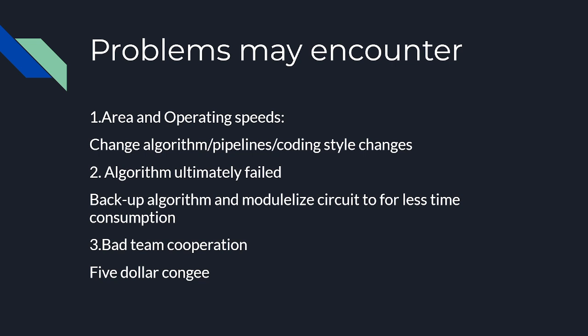Maybe changing the code to another algorithm will work. If the algorithm ultimately fails, we were composing lots of ways to build the circuit, so it really isn't a problem. Bad team cooperation will be solved with a good trip.